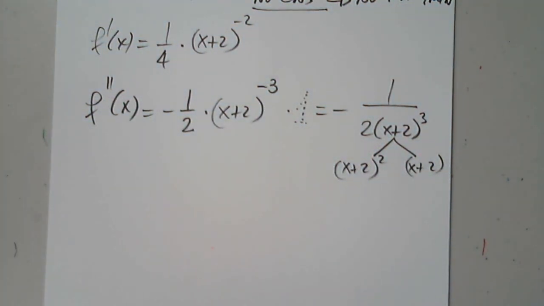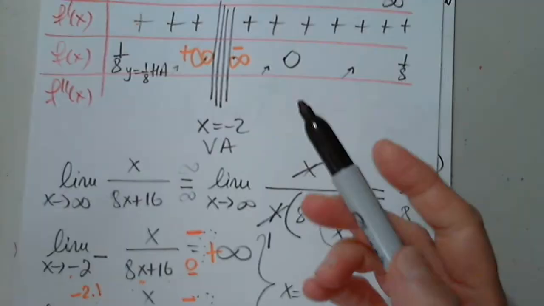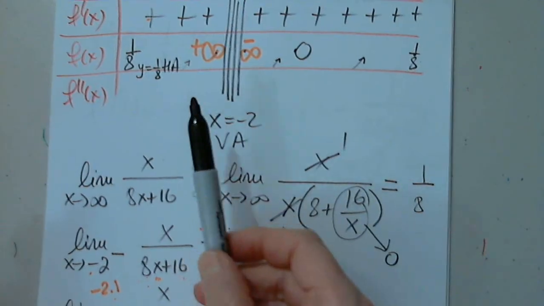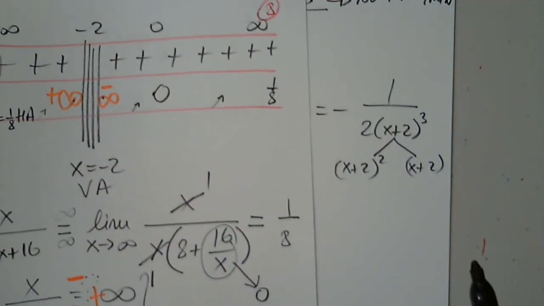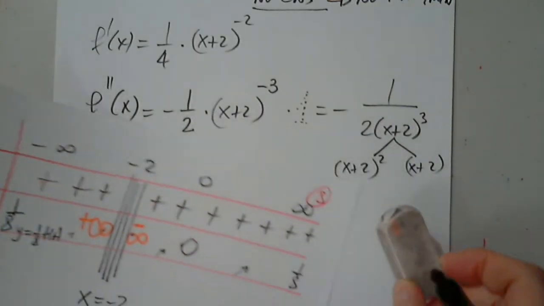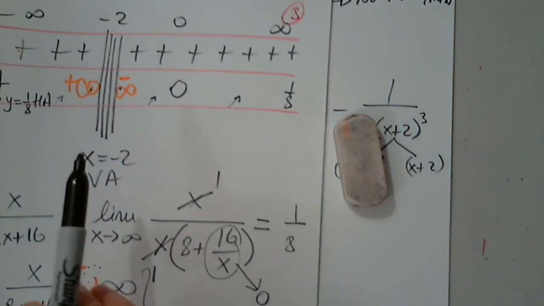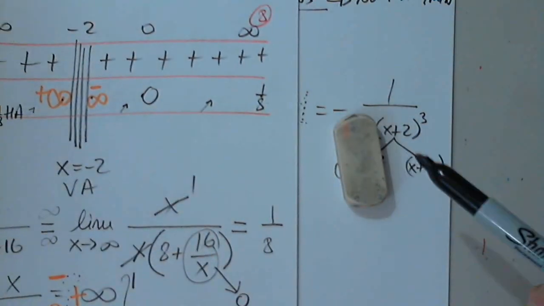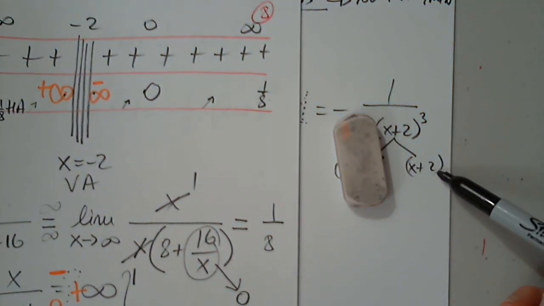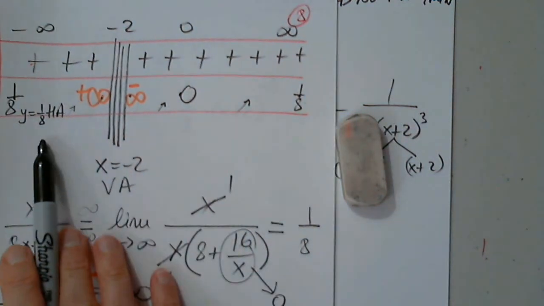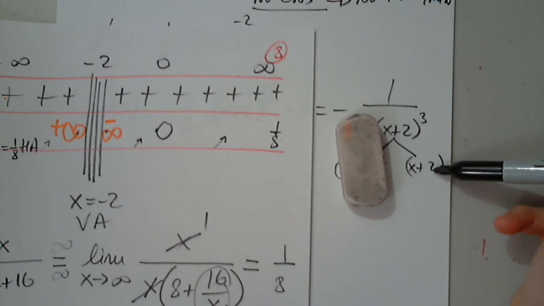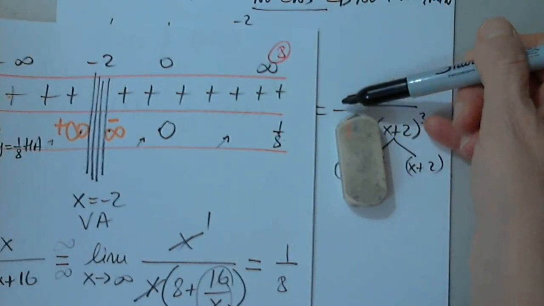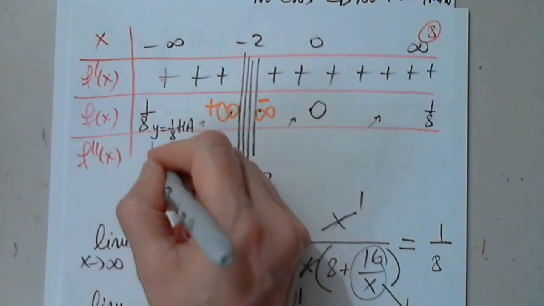So then, what is the sign of the second derivative to the left of -2? And what is the sign of the second derivative to the right of -2? Let's say we don't know. We're going to plug it in. Let's plug in -6. -6 plus 2 with minus in front. What is the sign? Negative. -6 plus 2 with minus in front. Oh, sorry, positive. That's good.